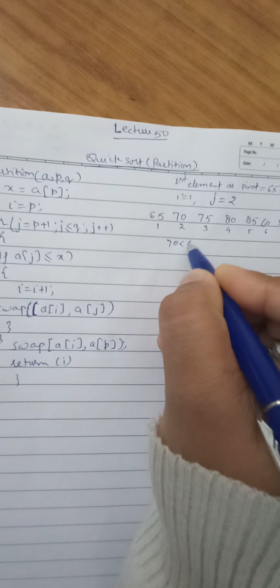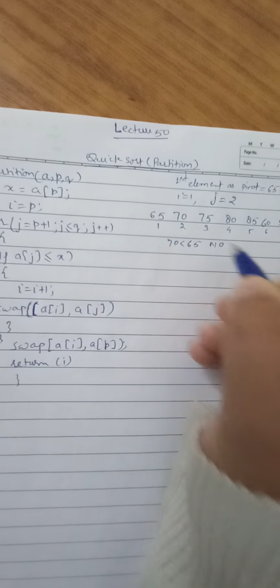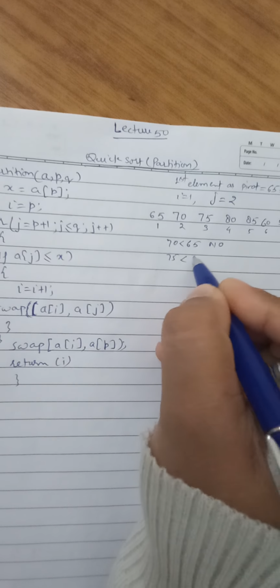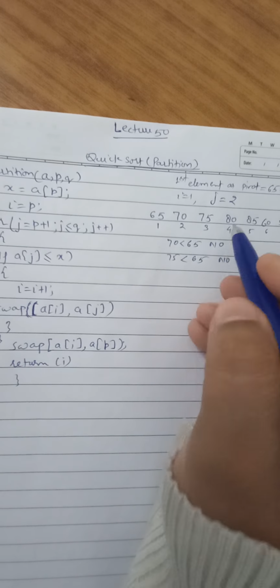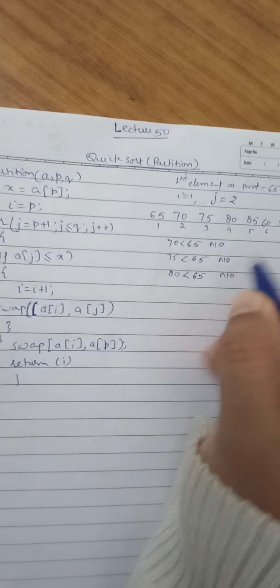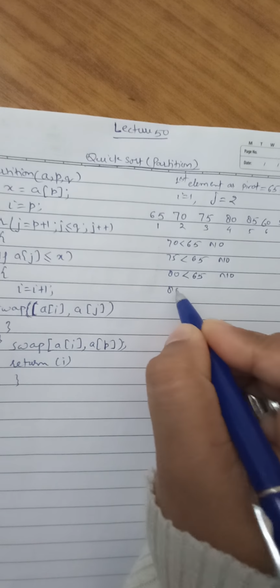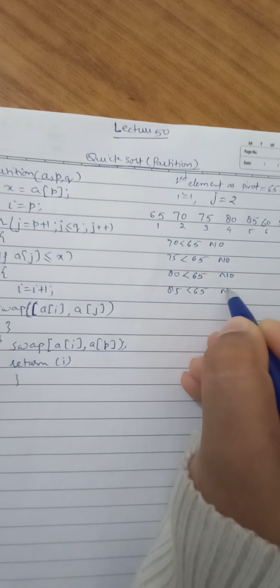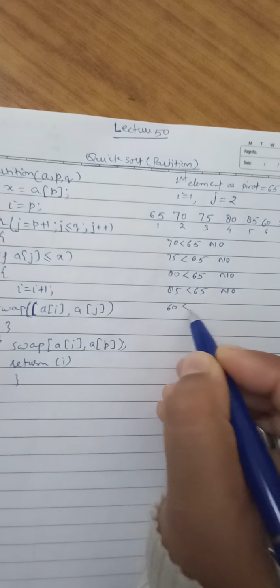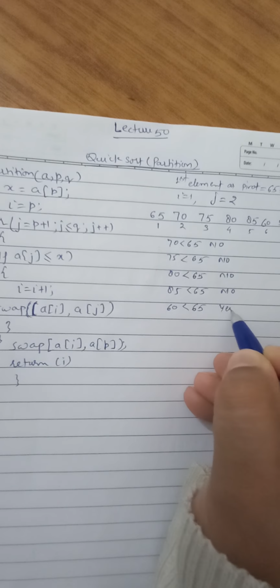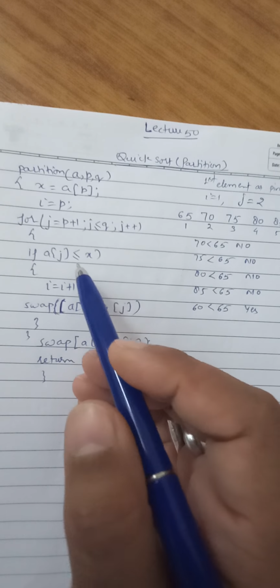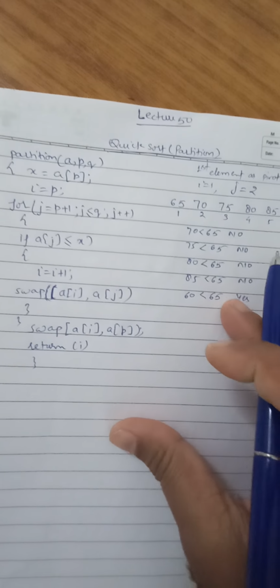70 is less than 65. No. Now the third element, 75 is less than 65. No. Then 80 is less than 65. No. Then 85 is less than 65. No. Then 60. Yes. 60 is less than 65. Yes. Then what we will do, if it is less than X, less than pivot element, then we increment I.